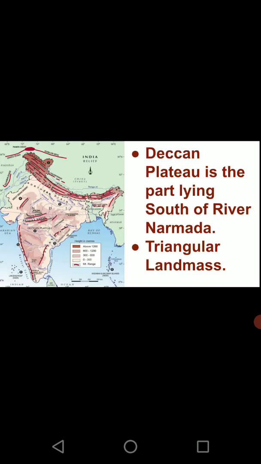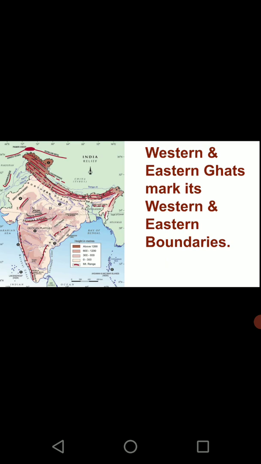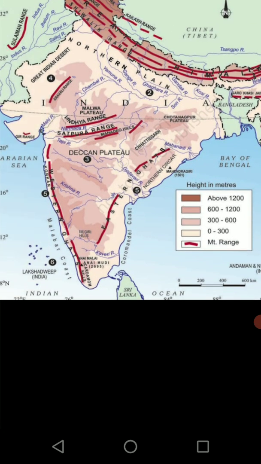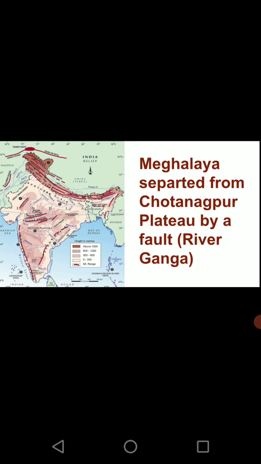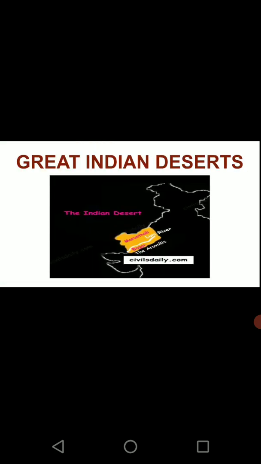This is lying south of river Narmada. And as you can see over here, there are mountain ranges on both its sides, even from all sides. They are Western Ghats, Eastern Ghats, Satpuras, Vindhyas, likewise. This particular plateau is getting extended till Meghalaya.